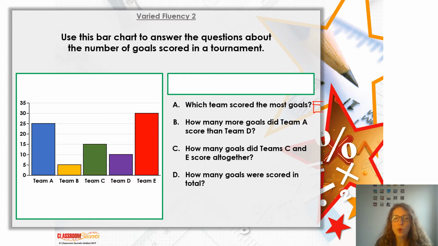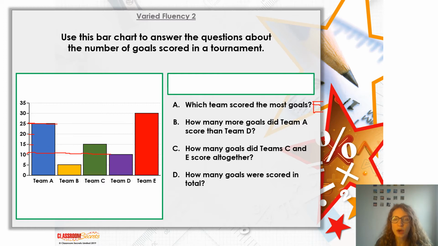How many more goals did Team A score than Team D? So we're going to work out the difference. So I'm going to draw a line just so we can see. Okay, so Team D scored 10 and Team A scored 25. So we need to work out the difference from here. Okay, so I'm going to just count up in 5. So we've got 5, 10, 15. So it's a difference of 15 goals.